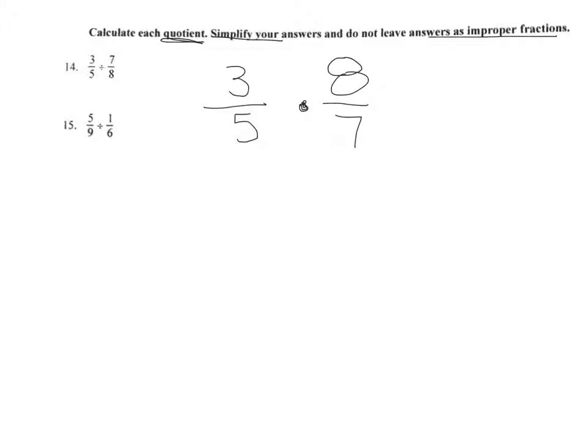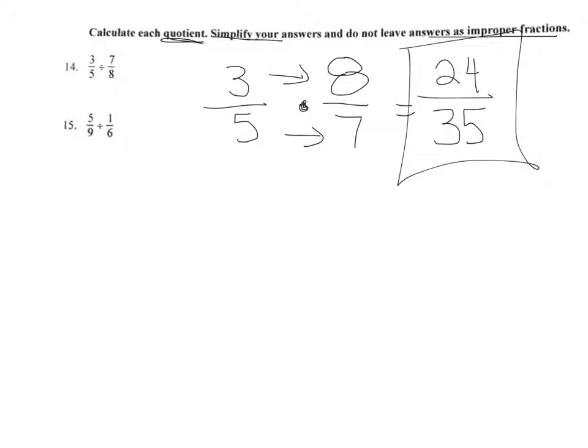So when we multiply fractions, we just multiply straight across. So 3 times 8 is 24, and 5 times 7 is 35. But this cannot be simplified because if you think about the numbers, 5 and 7 are the only things that can go into 35, and neither of those can go into 24. So 24/35 is the final answer for 14.